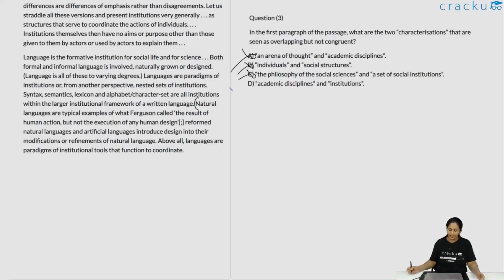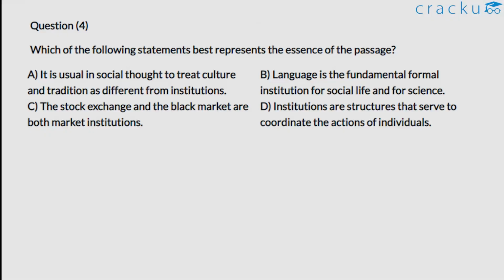So this is incorrect. Academic disciplines and institutions. This is exactly the right way of splitting philosophy of social sciences. These are the two characterizations that are mentioned. Academic disciplines is essentially a stand-in for arena of thought. So D is the right answer.